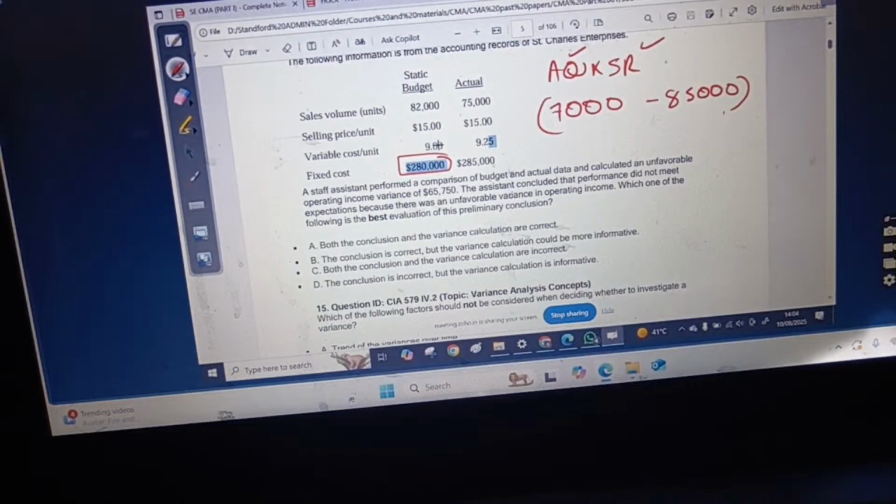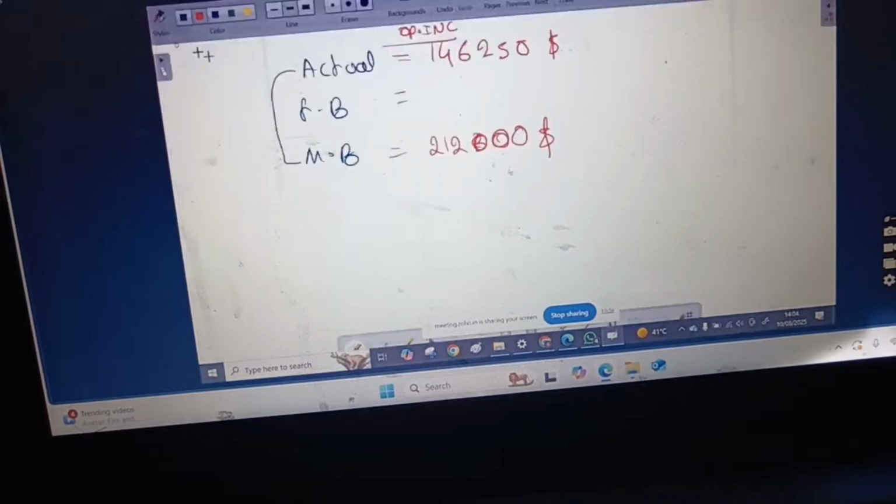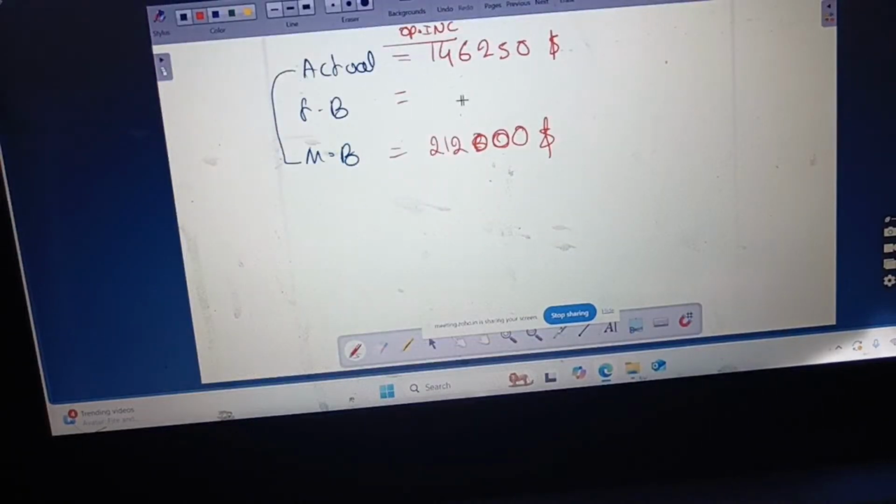We are only adjusting the actual quantity. We are not doing anything for the standard cost. Standard cost is there on it. Same thing we are copy pasting. That's it. So under flexible budget, what is the operating income? 170,000. This is the operating income.